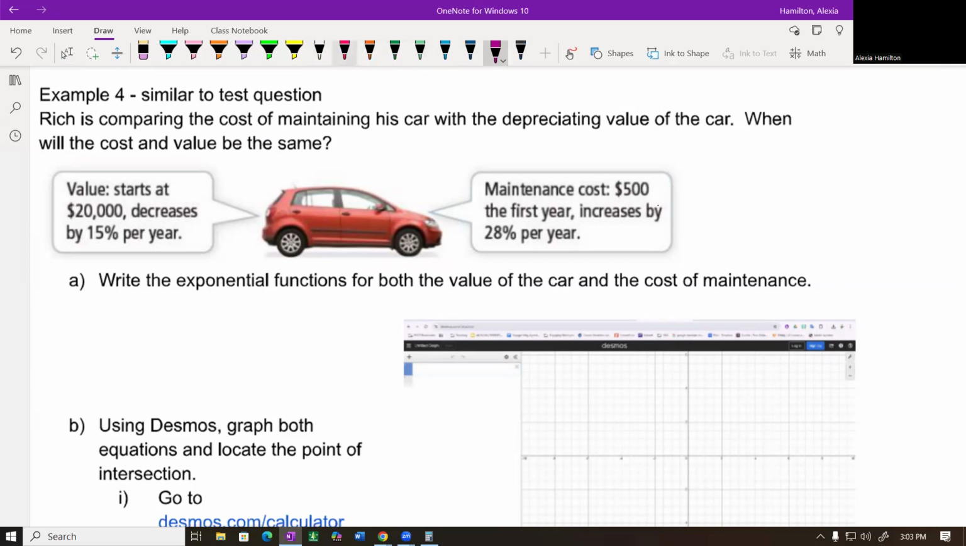All right, what am I doing? I want red, pink. So let's look at the value. It starts at 20,000. Let's put my y equals there. It decreases by 15%. So 1 minus 0.15. I think that's a 0.85.